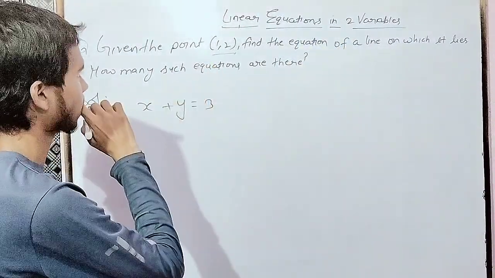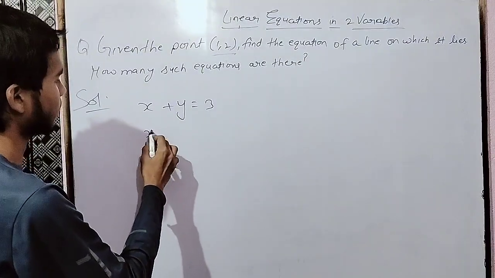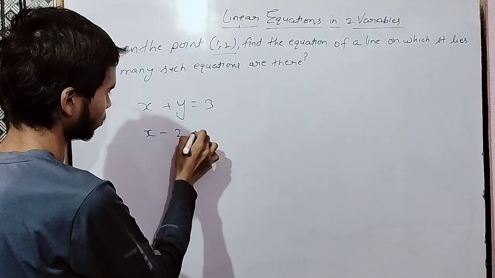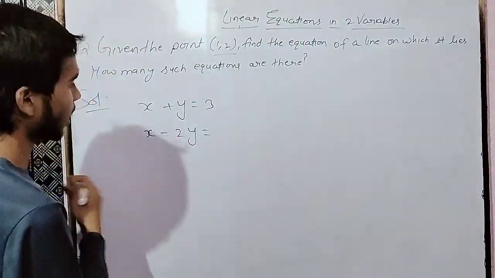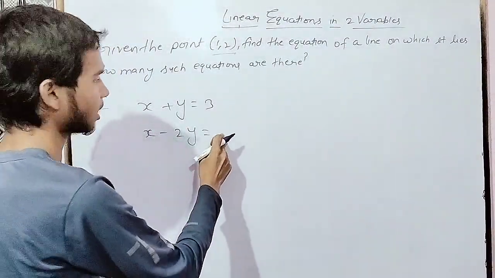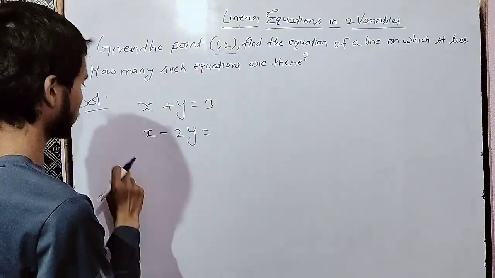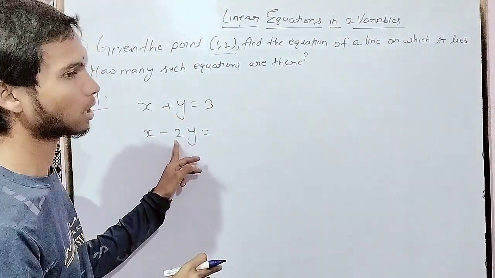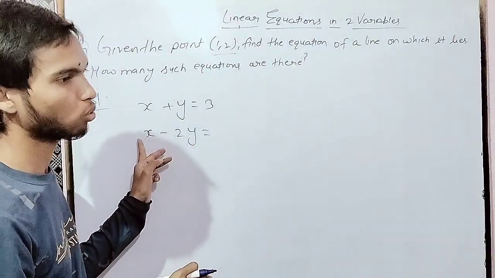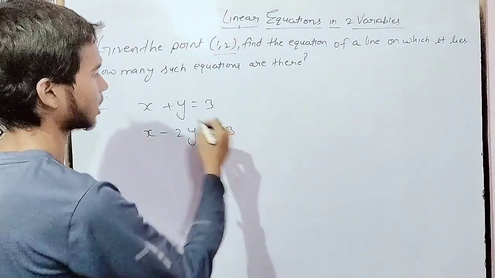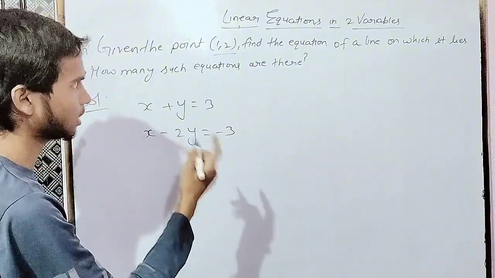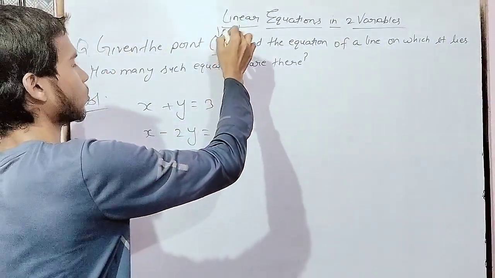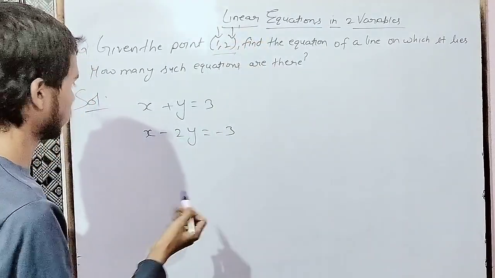For example, x minus 2y. Now we have to solve. Then we will write here x is 1. So x is 1 and minus 2 times 2, so it will become minus 4, and minus 4 plus 1 is minus 3. Like that we have to find such equations when x is 1 and y is 2.